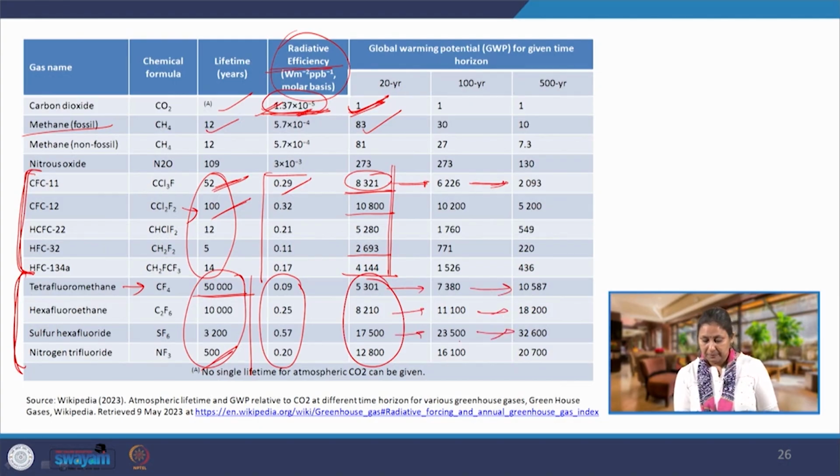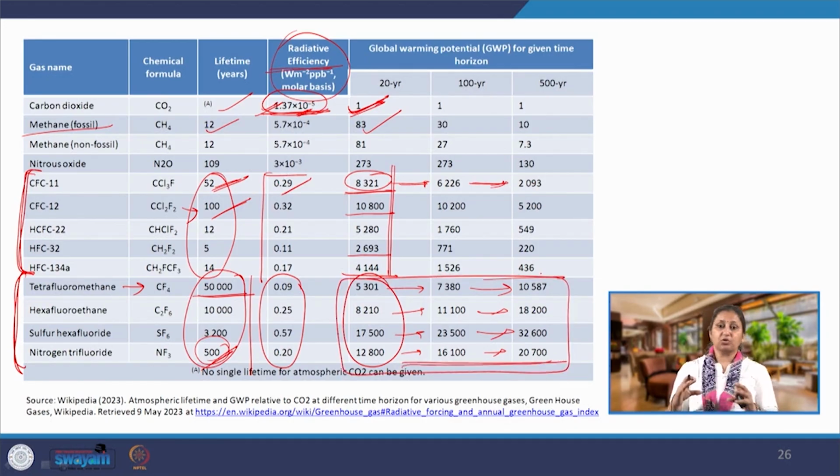over a 500-year period. Now, nitrogen trifluoride has a lifetime of 500 years, so there the increase is slightly lesser, but still there is an increase. You can clearly see that this is one group of gases where the GWP from 20 years to 500 years is very high, and it only goes on increasing because their lifetime is very high, though their radiative efficiency is slightly lower than chlorofluorocarbons and hydrochlorofluorocarbons. So, this is one group of gases.